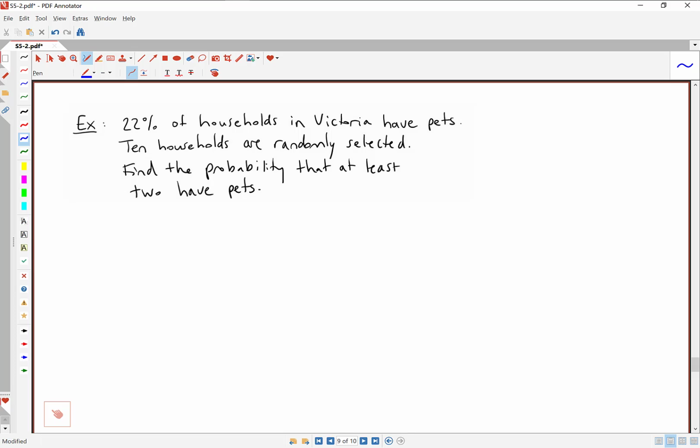22% of households in Victoria have pets. 10 households are randomly selected. We want to find the probability that at least 2 have pets. So this is another example of a binomial experiment. We are going around to these different households, 10 households that are randomly selected, and we're asking, do you have pets? Do you have pets? So that's a repeated process, or a set of repeated trials, and that makes it a binomial experiment.